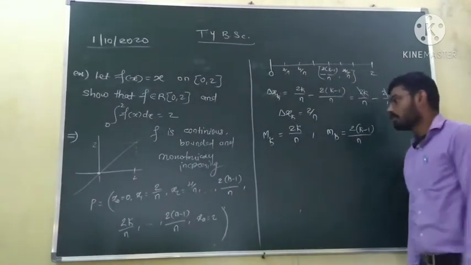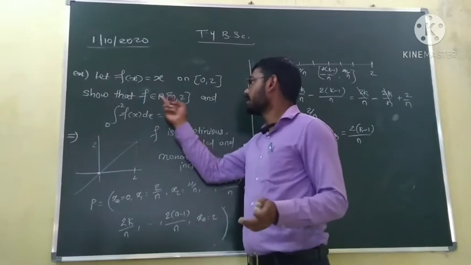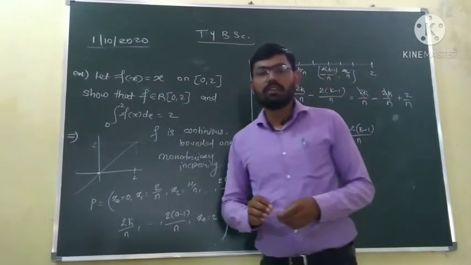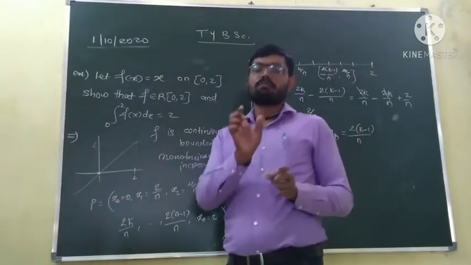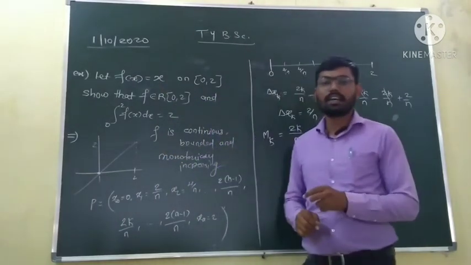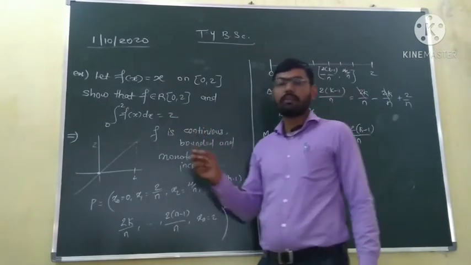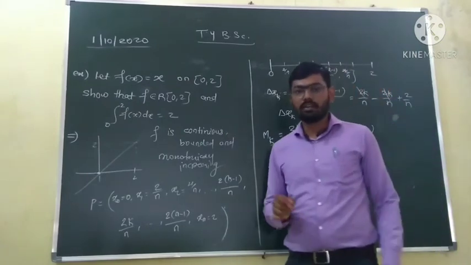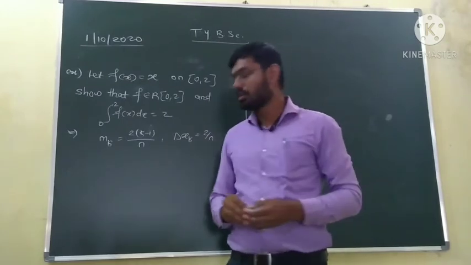Now we have to show this function is Riemann integrable. For that purpose, we have to show that the lower integral is equal to the upper integral, and their common value is the Riemann integral. We have to show this common value is 2. To calculate the lower and upper integrals, we will first calculate the lower sum and upper sum. So now we will calculate the lower sum first.